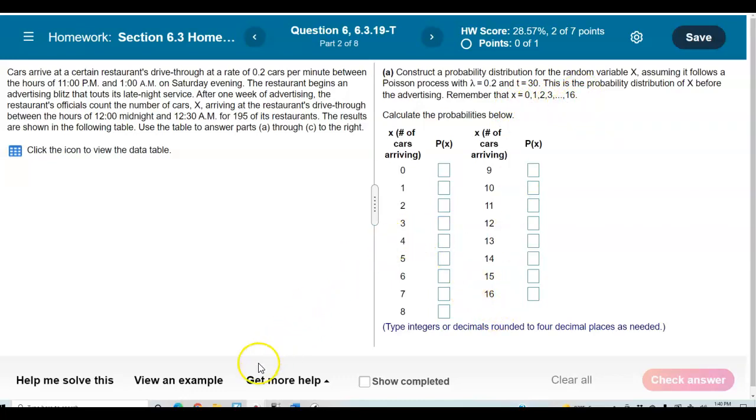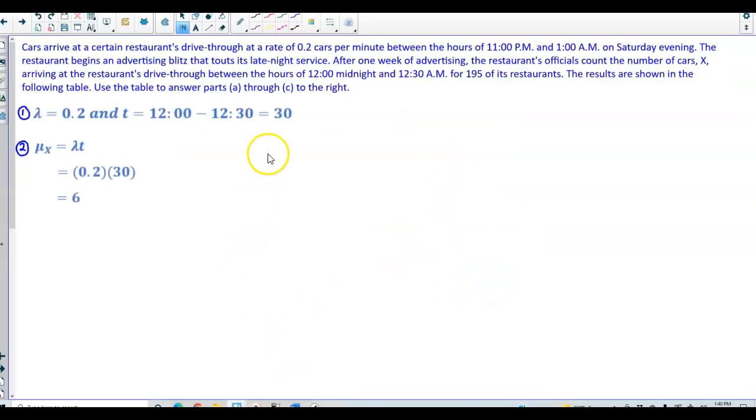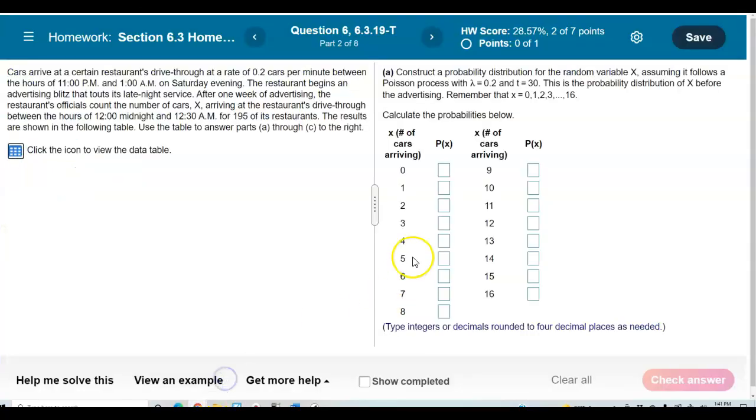Well, the first thing we need to do before we do anything is to determine what is the mean of this particular event. We know that lambda is 0.2, and we got t to be 30 because 12 minus 12:30 gives us 30. So in order to find the mean, we're going to take the value of 0.2, multiply it by 30 to get a mean of 6. So now we're going to use that mean in order to find our Poisson probabilities for each individual number of cars arriving. So we're going to go ahead and use this table here.